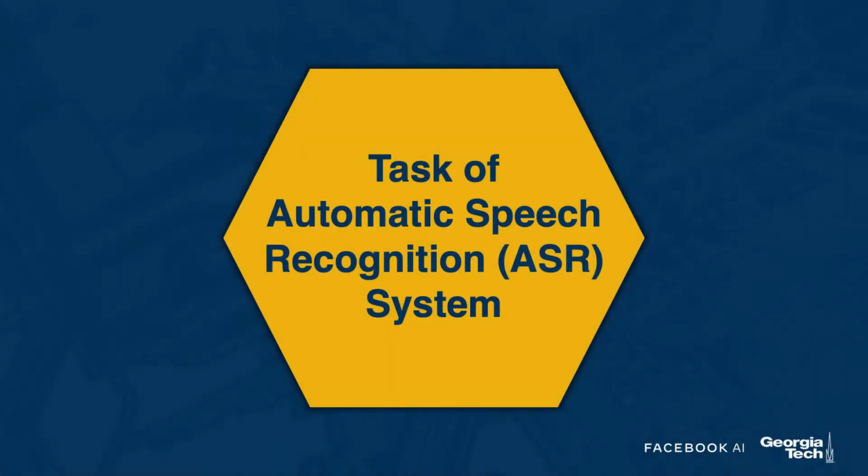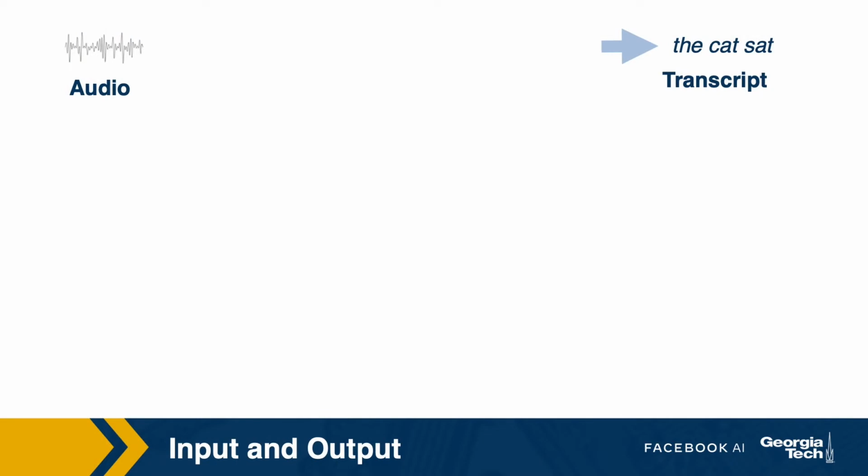Let's begin with the task of automatic speech recognition system. Let's look at what is input and output to an ASR system. So our input is audio and our output is the transcript corresponding to audio. As in any machine learning system, we would want to represent our audio into features and then use those features in the machine learning system to generate the transcript.